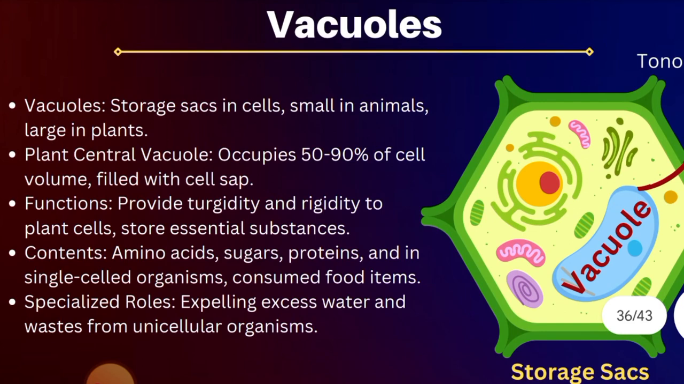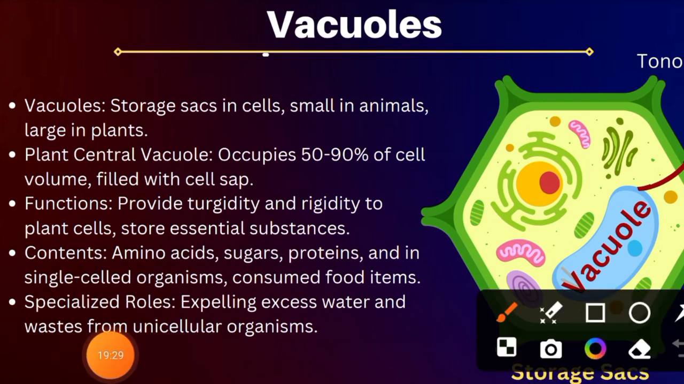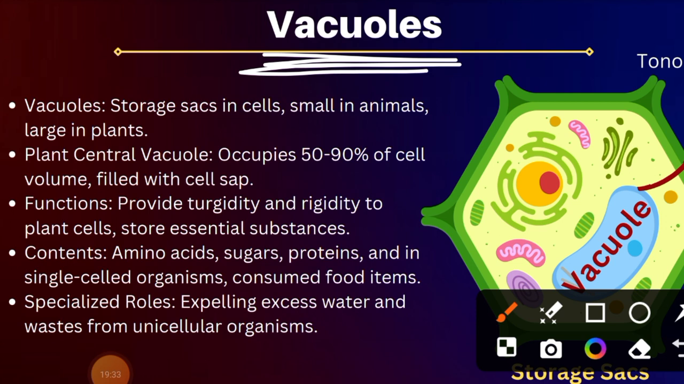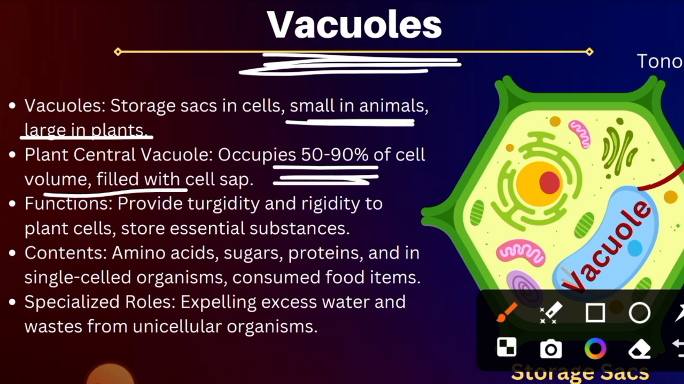Vacuoles. So what is vacuole? Vacuoles are the storage sacs inside the cell. These are the storage sacs, very big in size inside the plant cells. They are small in animal cells and quite larger in plants. The central vacuole occupies about 50 to 90% of the cell's volume, so inside the cell it occupies a lot of space, and it is filled with cell sap. It's a liquid fluid.